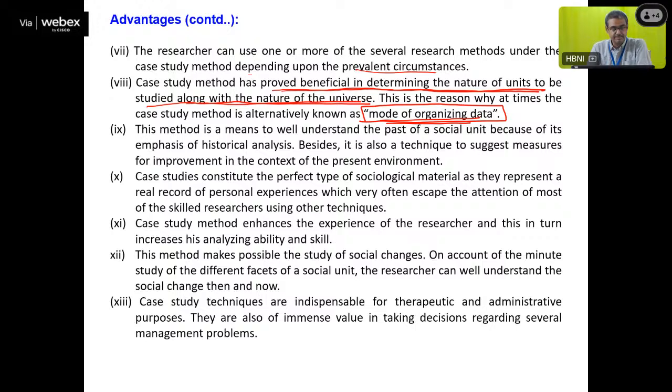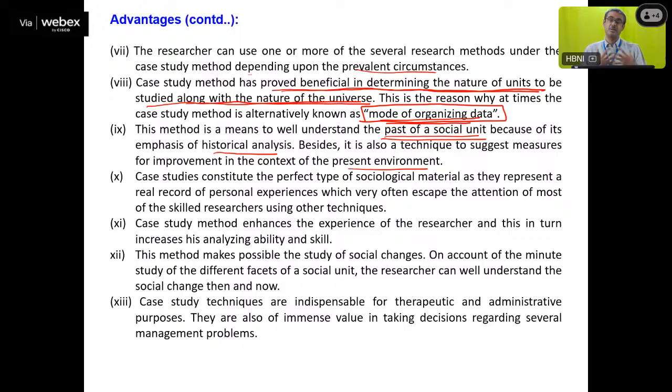Okay. This method is a means to well understand the past of a social unit. So it helps, as we discussed several times, with history. With a case study method, you can determine the history of a social unit. It can be an institution or a person, because of its emphasis on historical analysis, right? Besides, it is also a technique to suggest measures for improvement in the context of present environment. It not only deals with history repeating itself, right? There is a turn. So history also helps in the context of present environment.